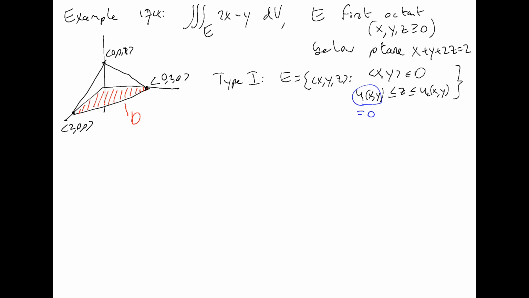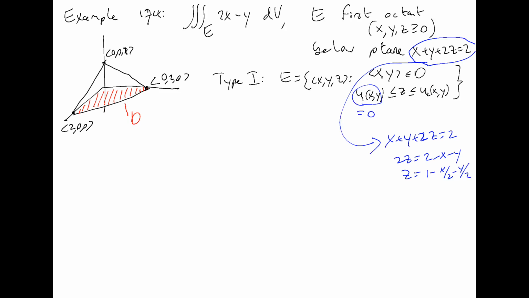Question now, what is the top surface? Well, you can see from the picture the top surface is exactly the triangle. And in the triangle we have this equation. So we want to rewrite this equation as z equals something. So let's take this equation over here and let's compute a bit. So we have x plus y plus 2z equals 2. So 2z equals 2 minus x minus y. So z equals 1 minus x over 2 minus y over 2.